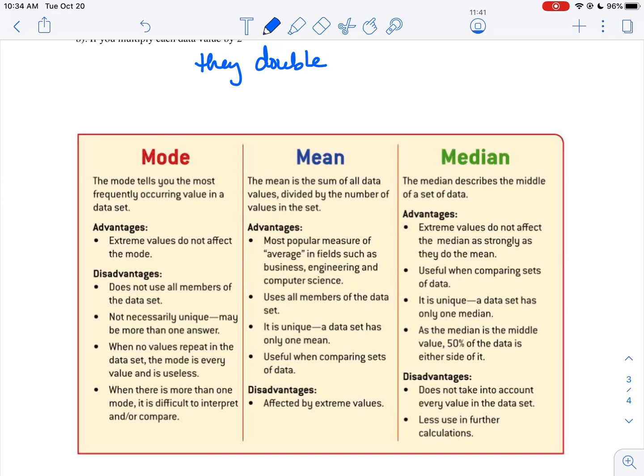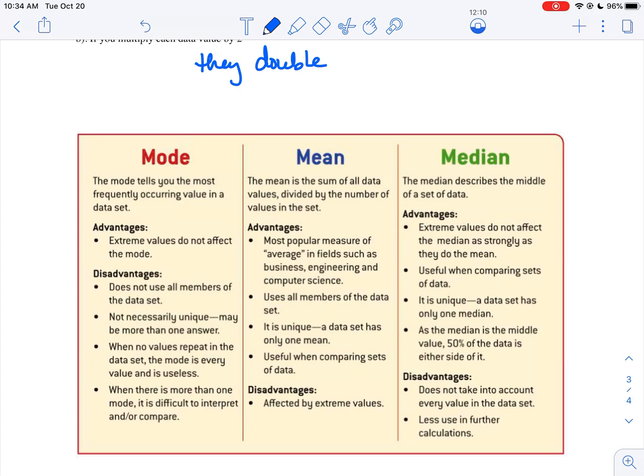The mean. The mean is the sum of all data values divided by the number of values in the set. So the advantages: it's the most popular measure of average in fields such as business, engineering, and computer science. It uses all members of the data set. It is unique. A data set has only one mean. Useful when comparing sets of data. The disadvantages: it gets affected by extreme values, which we will talk about later.